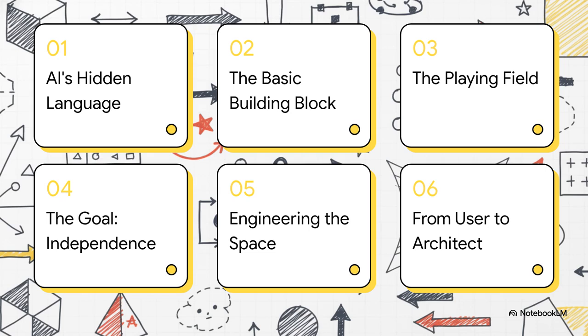If you really want to get AI, you have to stop thinking like a programmer and start thinking like a geometer. Okay, so here's the game plan. We're going to start with AI's hidden language and its most basic building block. Then, we'll map out the playing field, figure out what the ultimate goal is for our data, and see how we can actually engineer the perfect space for it. And finally, we'll see how all this stuff transforms you from just a user into a true architect.